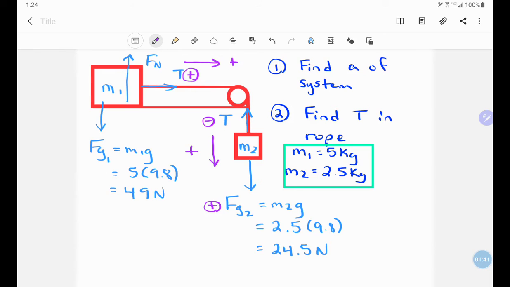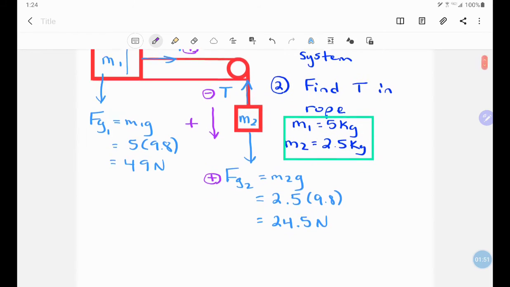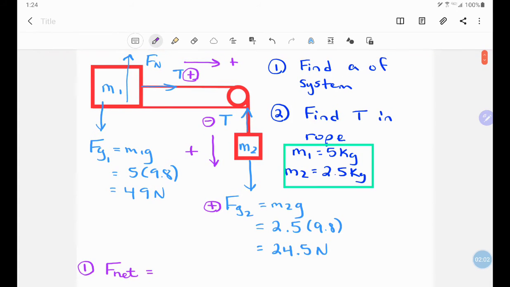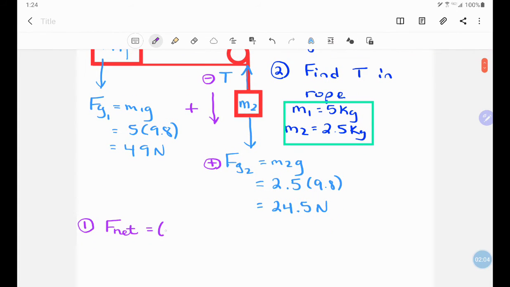So for part 1, it says find the acceleration of the system. What I'm going to do is derive the equation without numbers and generalize it for you, and then we'll plug numbers in and solve. So I will write out F net for the system. The system is composed of mass 1 and mass 2, so the system is mass 1 plus mass 2, and this is A, specifically of the system.